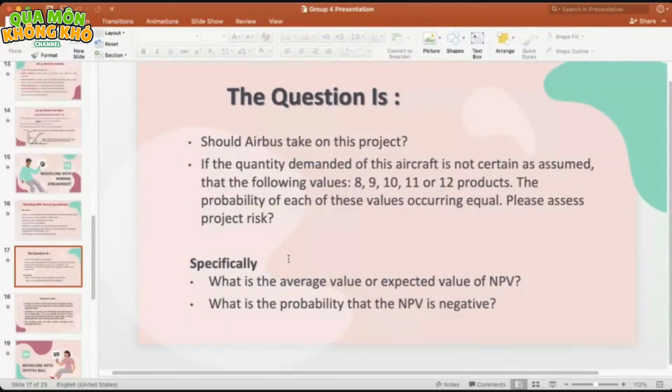Specifically, the average value, and also showing the expected value of NPV, and the probability that the NPV is negative.